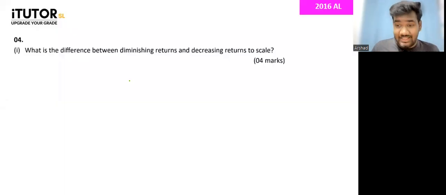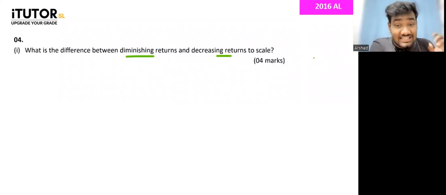Okay, so moving to 2016, what is the difference between diminishing returns and decreasing returns to scale? Now, what is diminishing returns? Diminishing returns is in the short run. What happens in the short run when you keep on increasing your variable input? The marginal product and average product start to fall. That is what you call diminishing return.